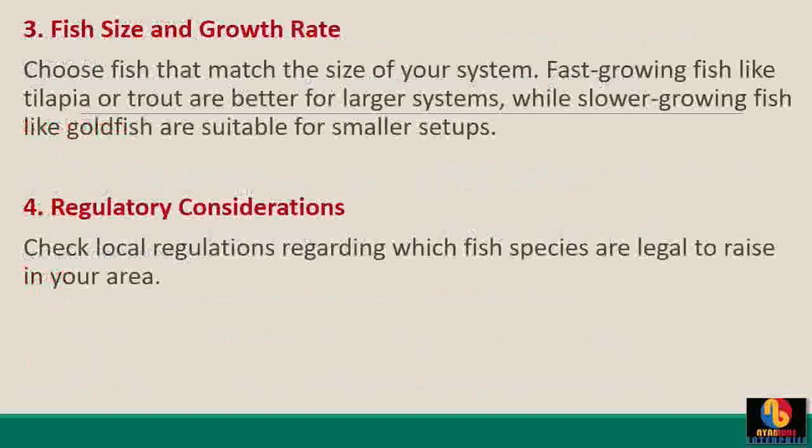In aquaponic farming, also consider the fish size and growth rate, or how fast the type of fish is able to grow. Also choose fish that match the size of your system. Fast growing fish like tilapia or trout are better for a large system. And these two are okay for you.